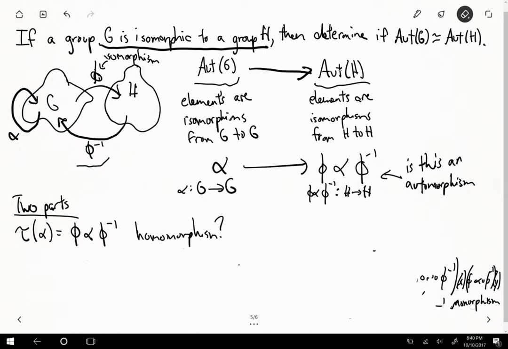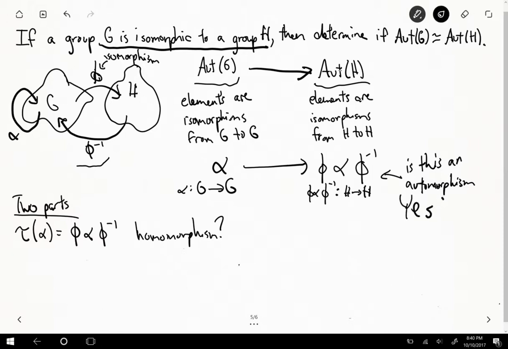So going back to the top, you see how that worked. Sorry for the lack of space here. Is this an automorphism? Yes. Okay. So now showing that this is a homomorphism. So this is a little bit different. We want to take alpha and beta. Let alpha and beta be elements of the automorphism group of G.